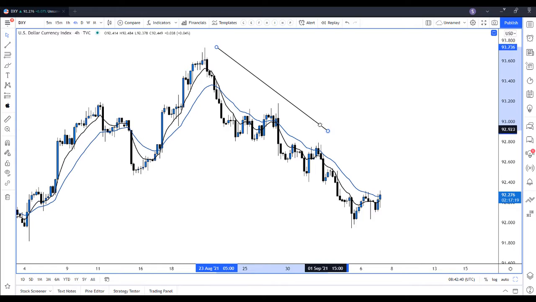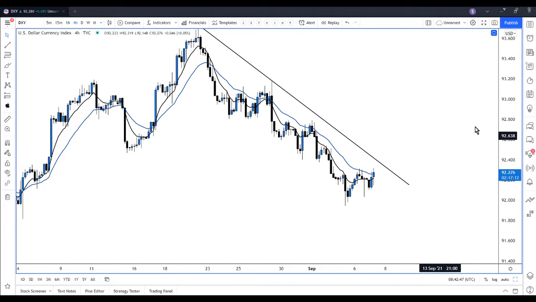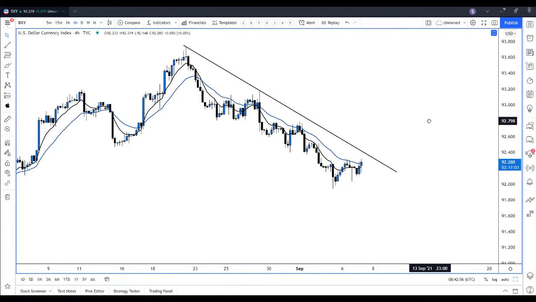That's if you are a trend trader. If you're a counter trend trader, then you can look at buying the USD. But more money is made in the market by trading with the trend. Let me just put that out to you.